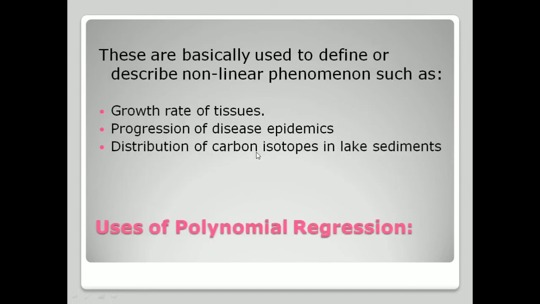So where is the polynomial regression concept used? Here are some of the real-time uses. One is to find the growth rate of tissues. If you are analyzing any healthcare data set, any tissue data set, to find out the rate of growth and whether it affects the health of the patient or not, you can use the polynomial concept. Also to find out disease epidemics and the progression of the disease, we can use the polynomial regression concept. Also to find out the distribution of carbon isotopes in lake sediment. These are some of the real-time uses where we can use the concept of polynomial regression.